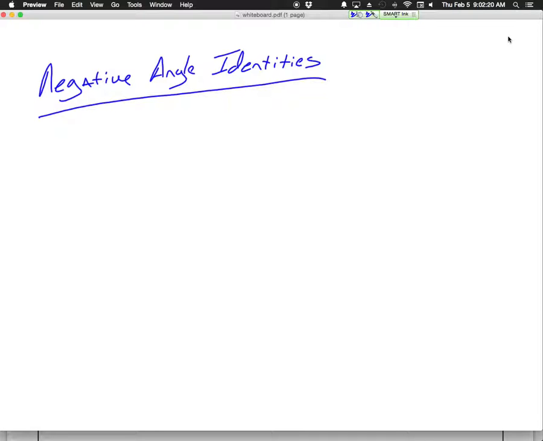Negative angle identities. All right, these are pretty simple and pretty useful. The negative angle identity says if I have sine of a negative angle, it is the same thing as a negative sine of the positive of that angle. If I have sine of a negative angle, it is the same thing as a negative sine of that angle.